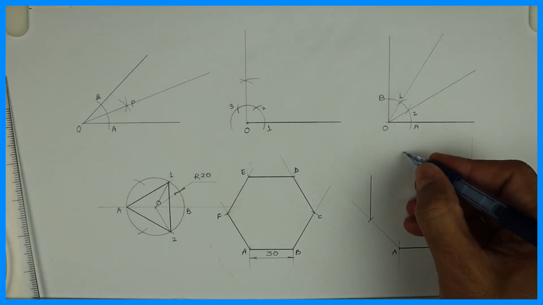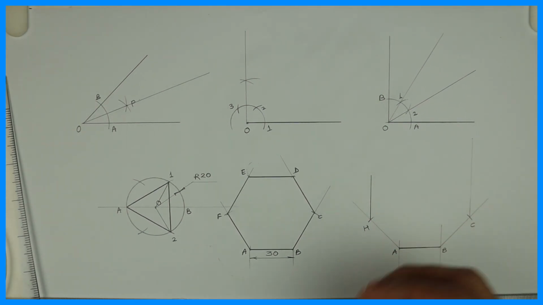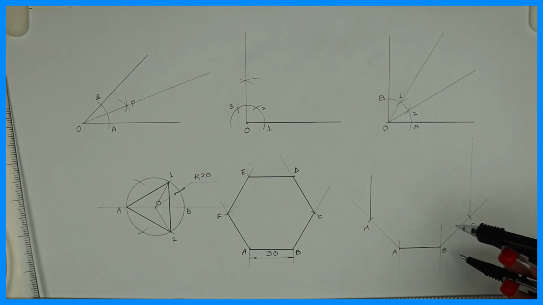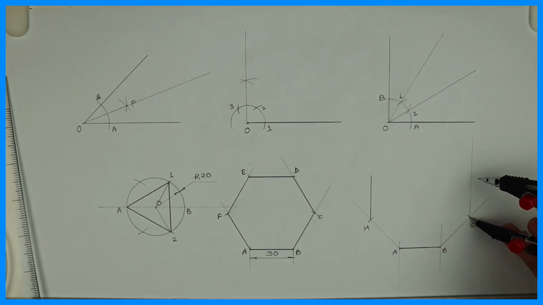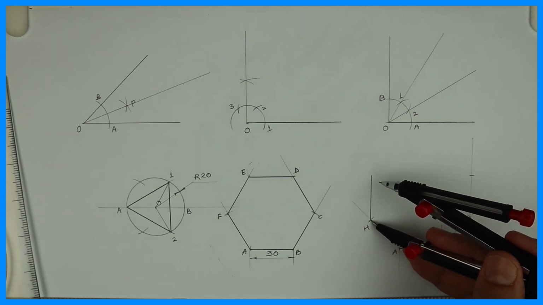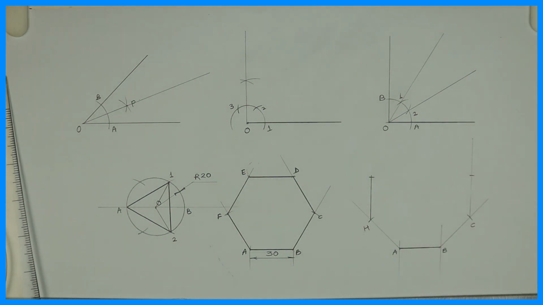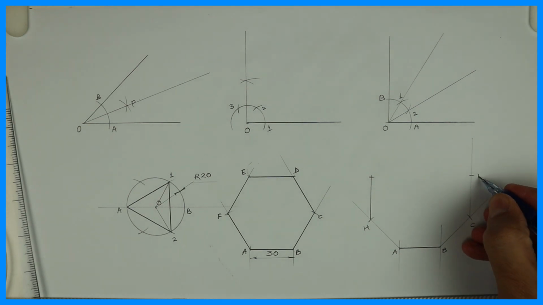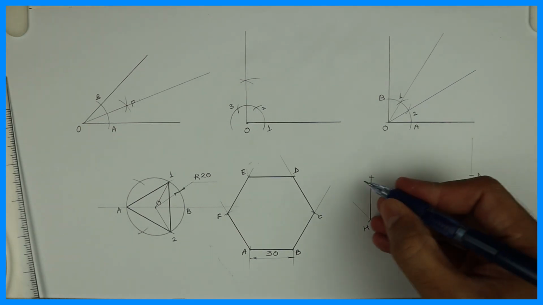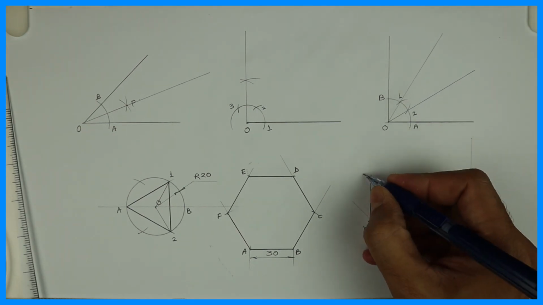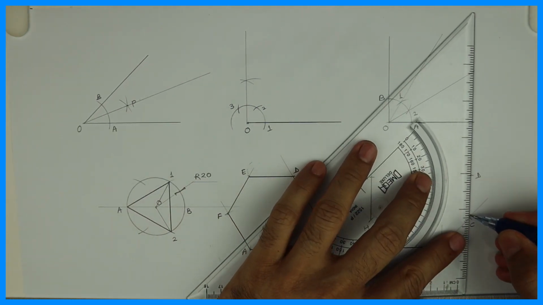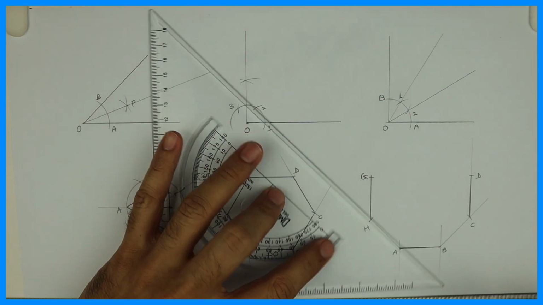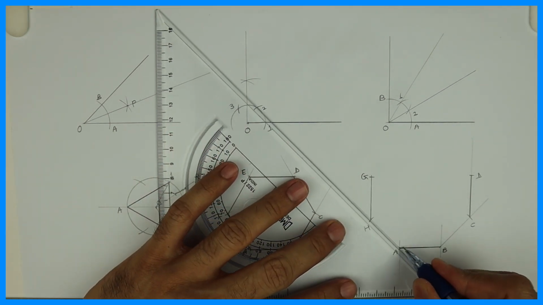This is C, D, E, F, G, H. So take A to B, from C you cut on this side. You'll get D, from here you'll cut, you'll get G. So this is D. Now this is G. Now for the remaining points, again we'll draw 45 degrees.